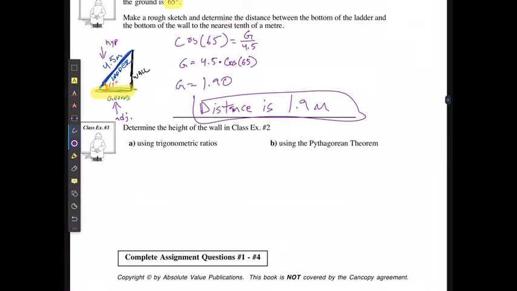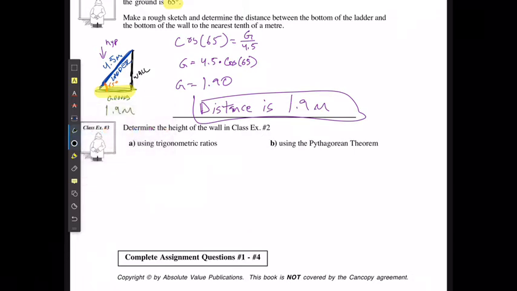For example 3, it wants us to take the information from our last case and determine the height of the wall, so the last missing part, because we know that along the ground is going to be 1.9 meters. We can either solve for the last side, or the height of the wall, using trig ratios, or we can do it using the Pythag. So let's start by doing it using trig ratios.